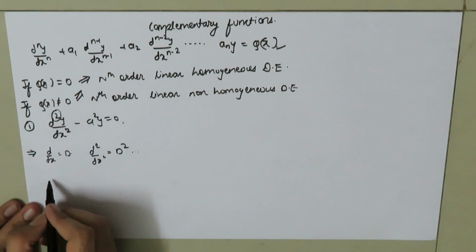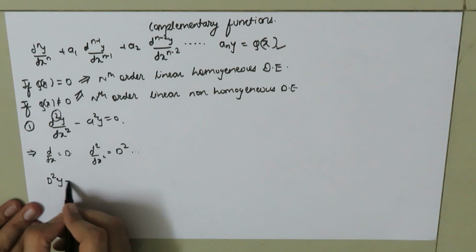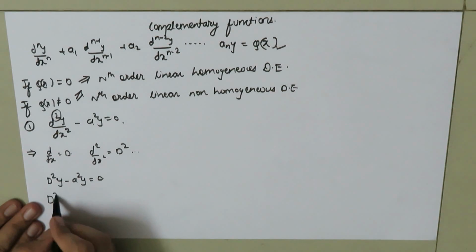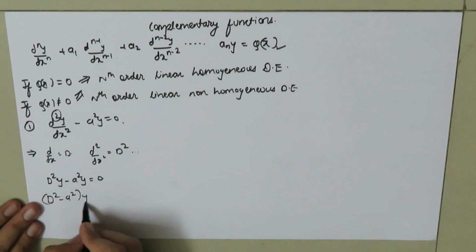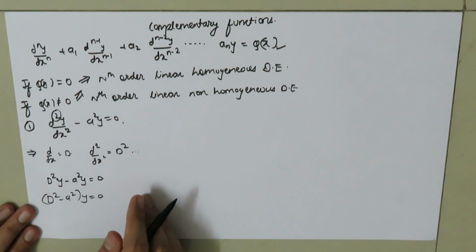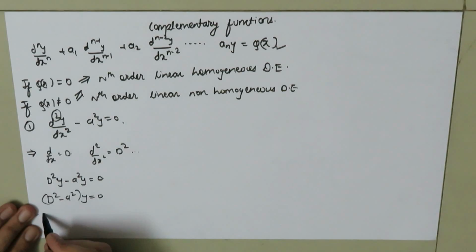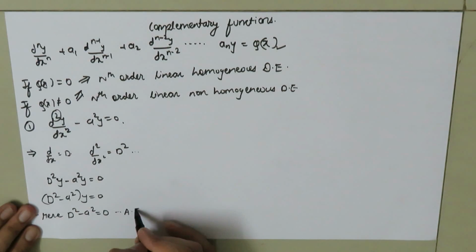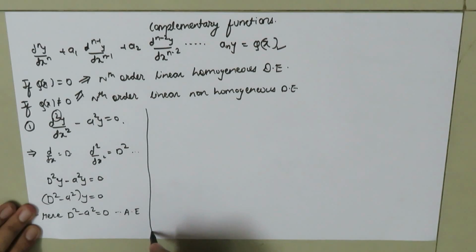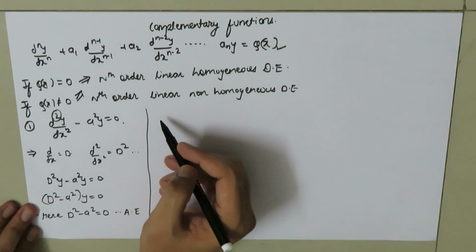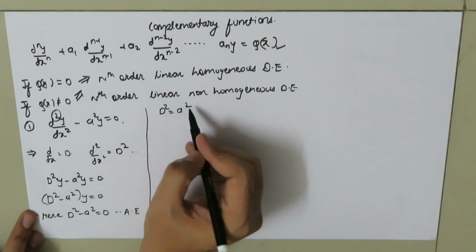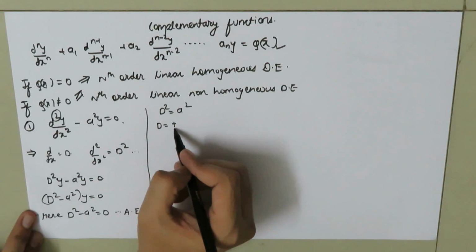So we are going to follow this rule in all our problems. So this equation can be written as D square times y minus a square times y is equal to 0. So if we take y as common, D square minus a square times y will be equal to 0. And now here D square minus a square is equal to 0 is called our auxiliary equation. And now we are going to find the root of this equation. So D square is equal to a square and D is equal to plus or minus a.